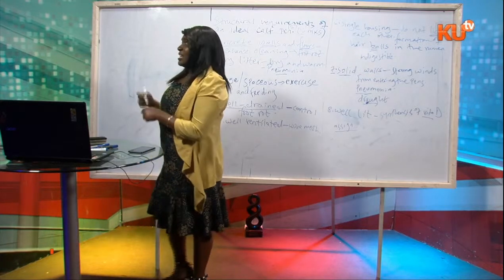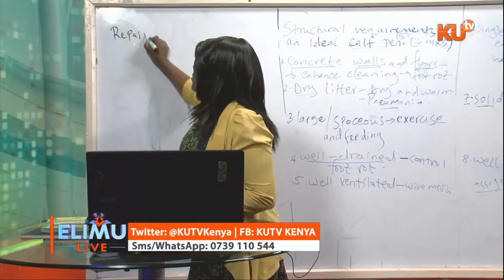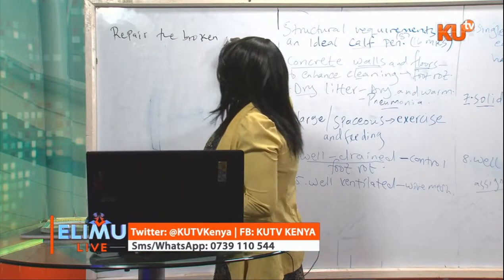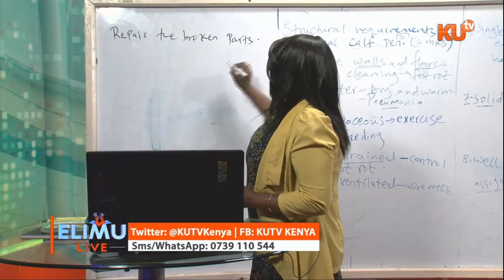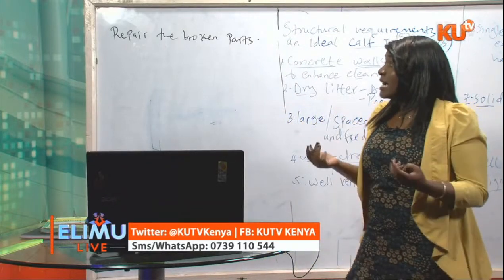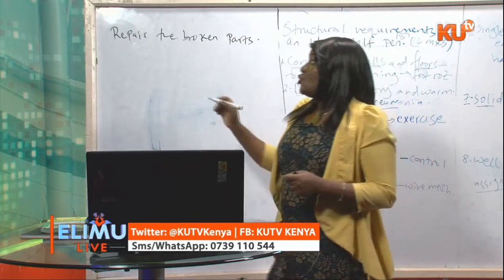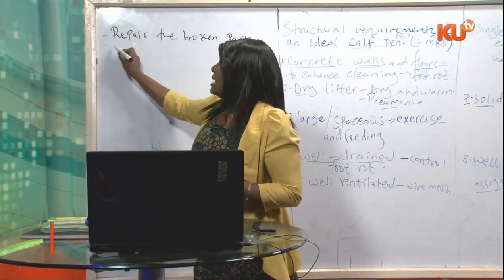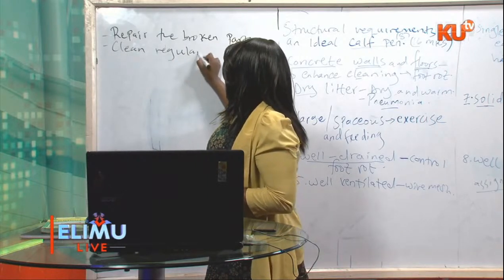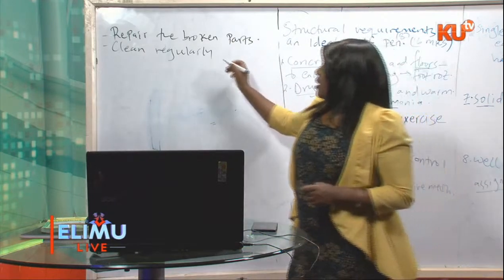Maintaining calf pens generally means you repair. The first thing is, of course, you repair the broken parts. You find that some animals sometimes get aggressive and they break some parts of the calf pen. You need to repair them. You need to clean regularly. You clean the calf pen regularly.